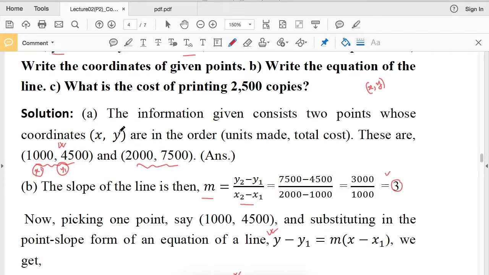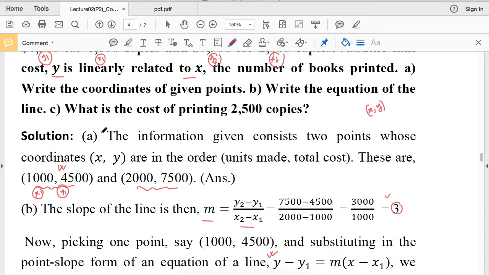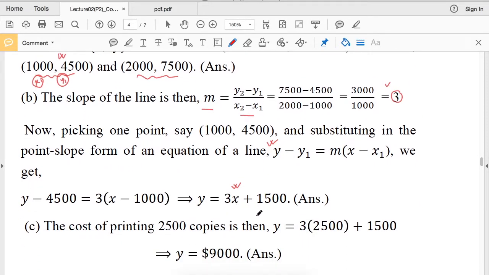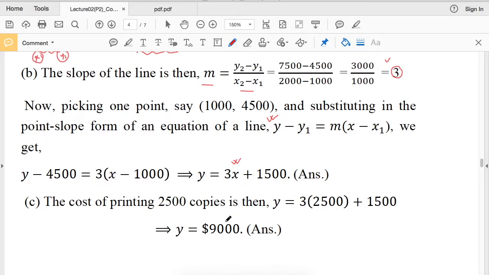And the third part of this question, which is what is the total cost of printing 2500 copies. So if you just replace x by 2500, then you will get the total cost of printing 2500 copies, and that will be $9,000.